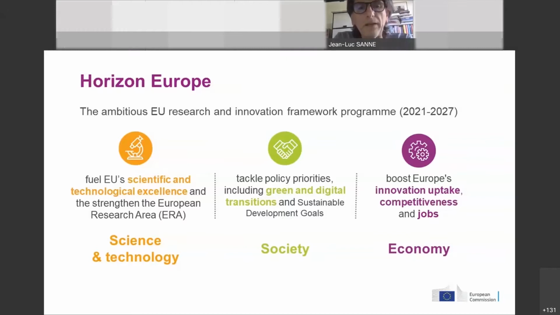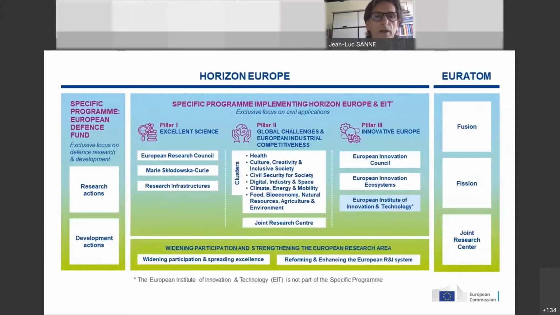So Horizon Europe first. There are three main objectives if you think about this program. One is to support science and technology, and particularly excellence. The other one is to address society needs and challenges, including the political priority like the green and digital transition. And the third priority is to support the economy through innovation. And you will find this at the level of the structure of the work program.